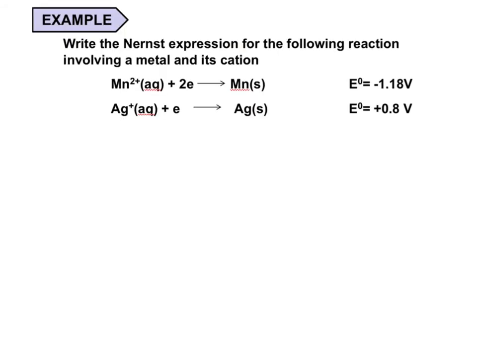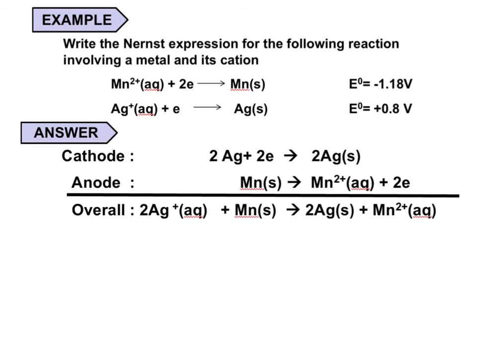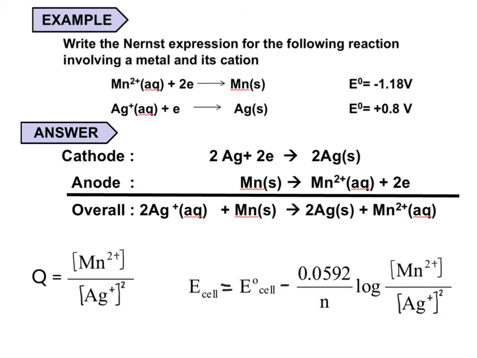Let's write the Nernst equation in this example, the reaction between manganese and argentum. As the standard reduction potential of argentum is more positive than manganese, argentum undergoes reduction and it is the cathode, while manganese is the anode and undergoes oxidation. So this is the overall equation. Since the reaction quotient is the molarity of manganese 2+ ion over the molarity of argentum ion to the power of 2, the Nernst equation for this reaction is shown here.